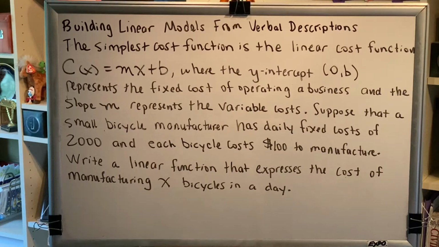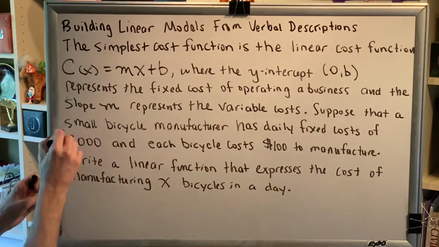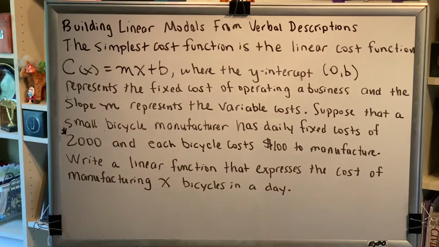Suppose that a small bicycle manufacturer has daily fixed costs of $2,000, and each bicycle costs $100 to manufacture. Write a linear function that expresses the cost of manufacturing x bicycles in a day.